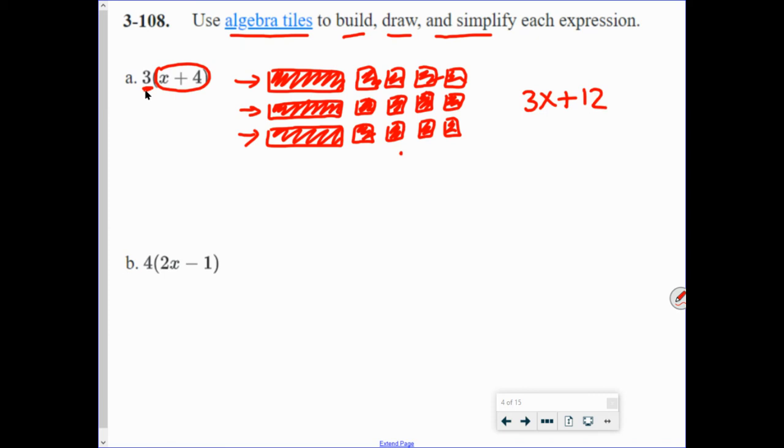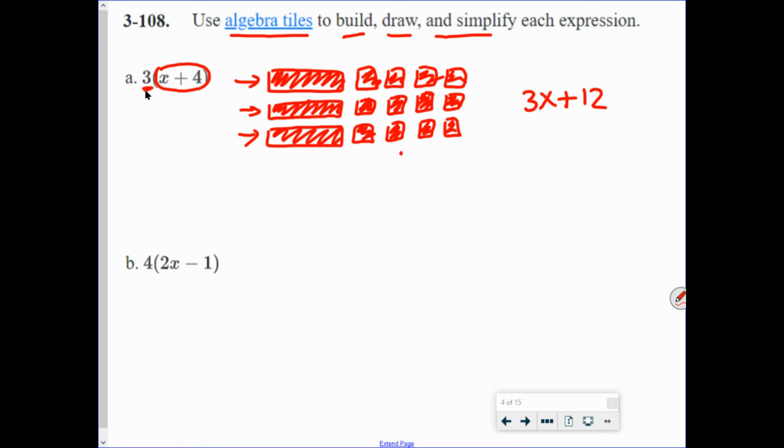So now it's your turn. I want you to try letter B. So please write down and then pause the video. So write down 2 times parentheses 2x minus 1. And you say that 2 times the quantity. So the stuff in parentheses, you say the quantity of the stuff in there. So 2 times the quantity of 2x minus 1. Write it, draw it, simplify it. When you're done, unpause it, and we'll see if you're right.